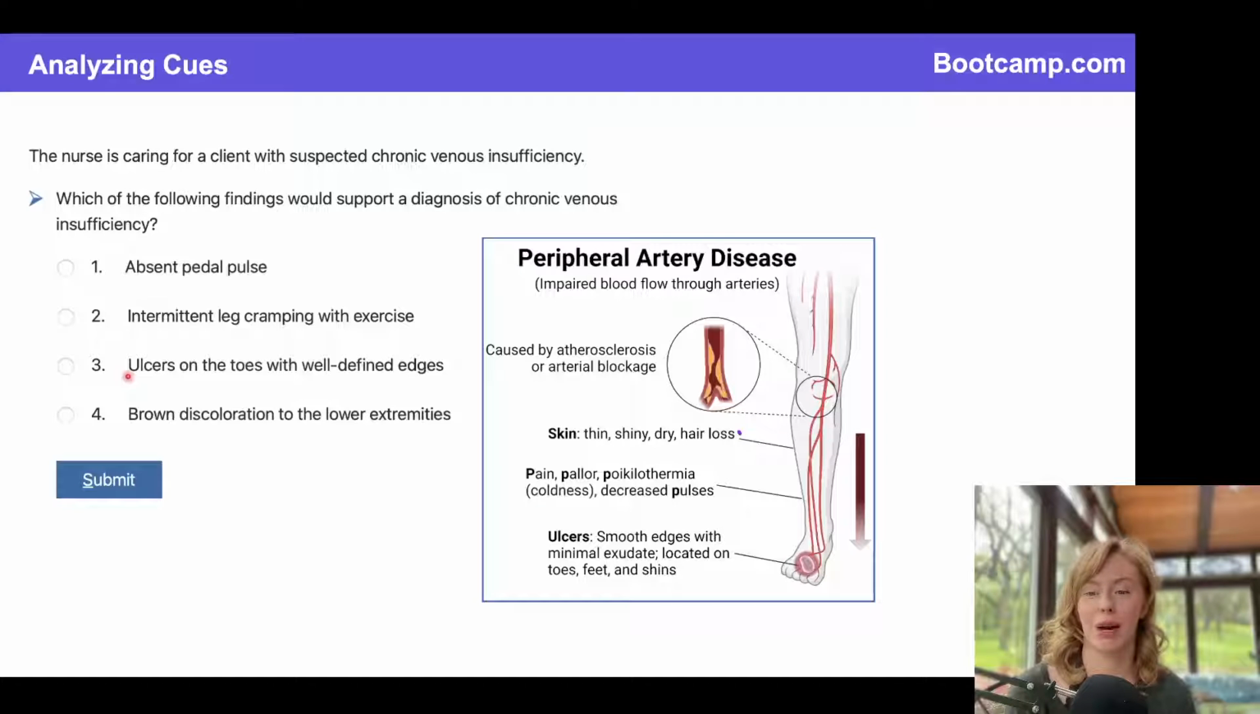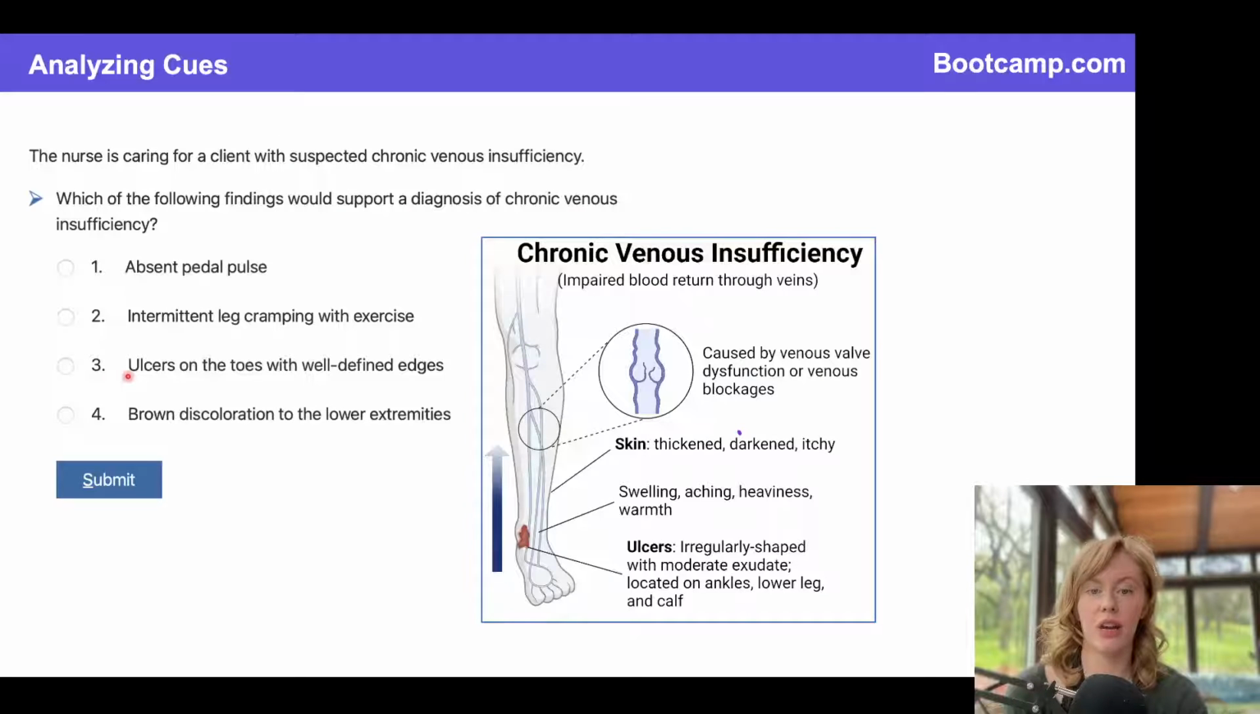And then our last option here is brown discoloration to the lower extremities. And we didn't talk about this, but I think it's going to make sense when you think about it, that with chronic venous insufficiency, when you have blood pooling in the leg instead of returning to the heart and being circulated through the body, your red blood cells start to kind of die off and they release their contents. And one of the contents of red blood cells is iron, right?